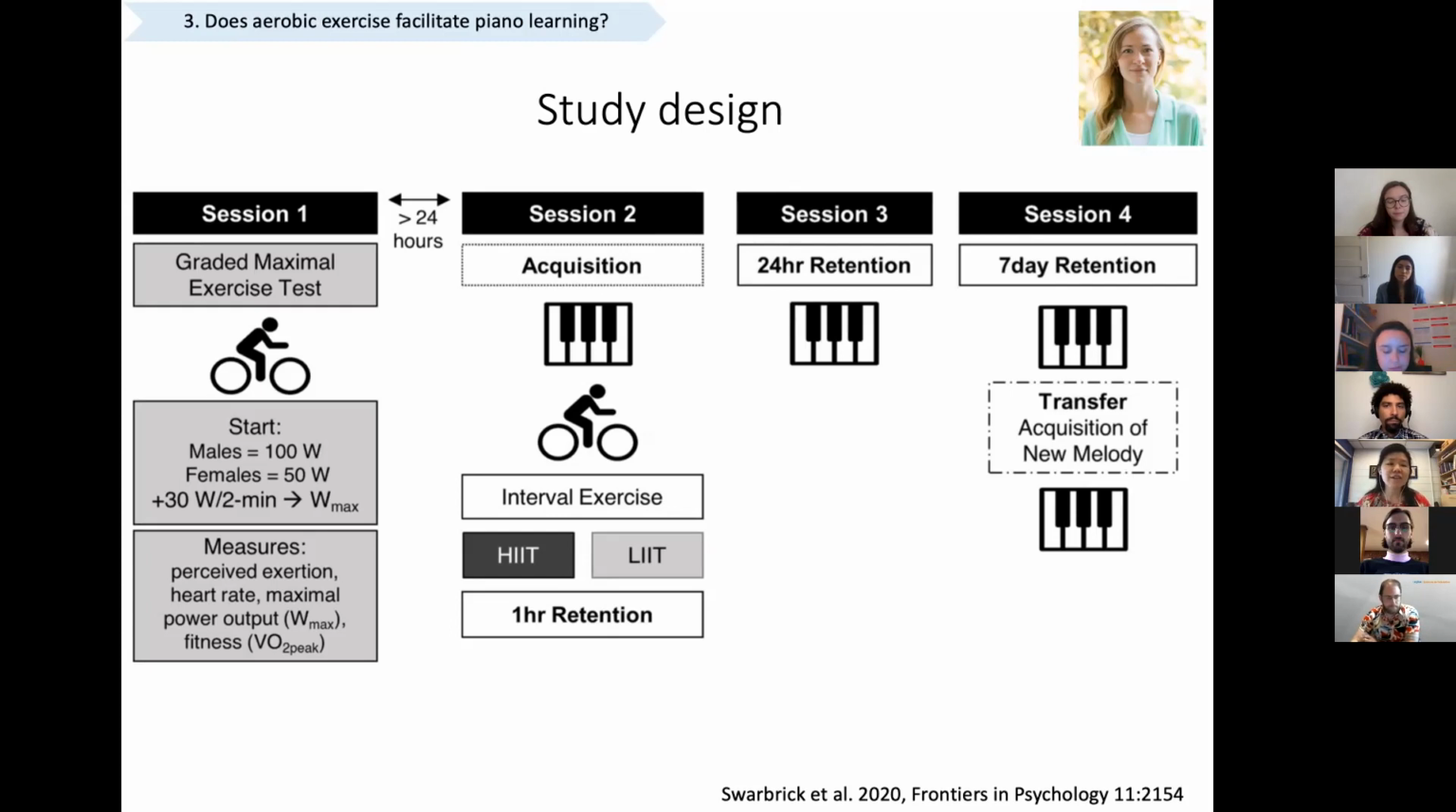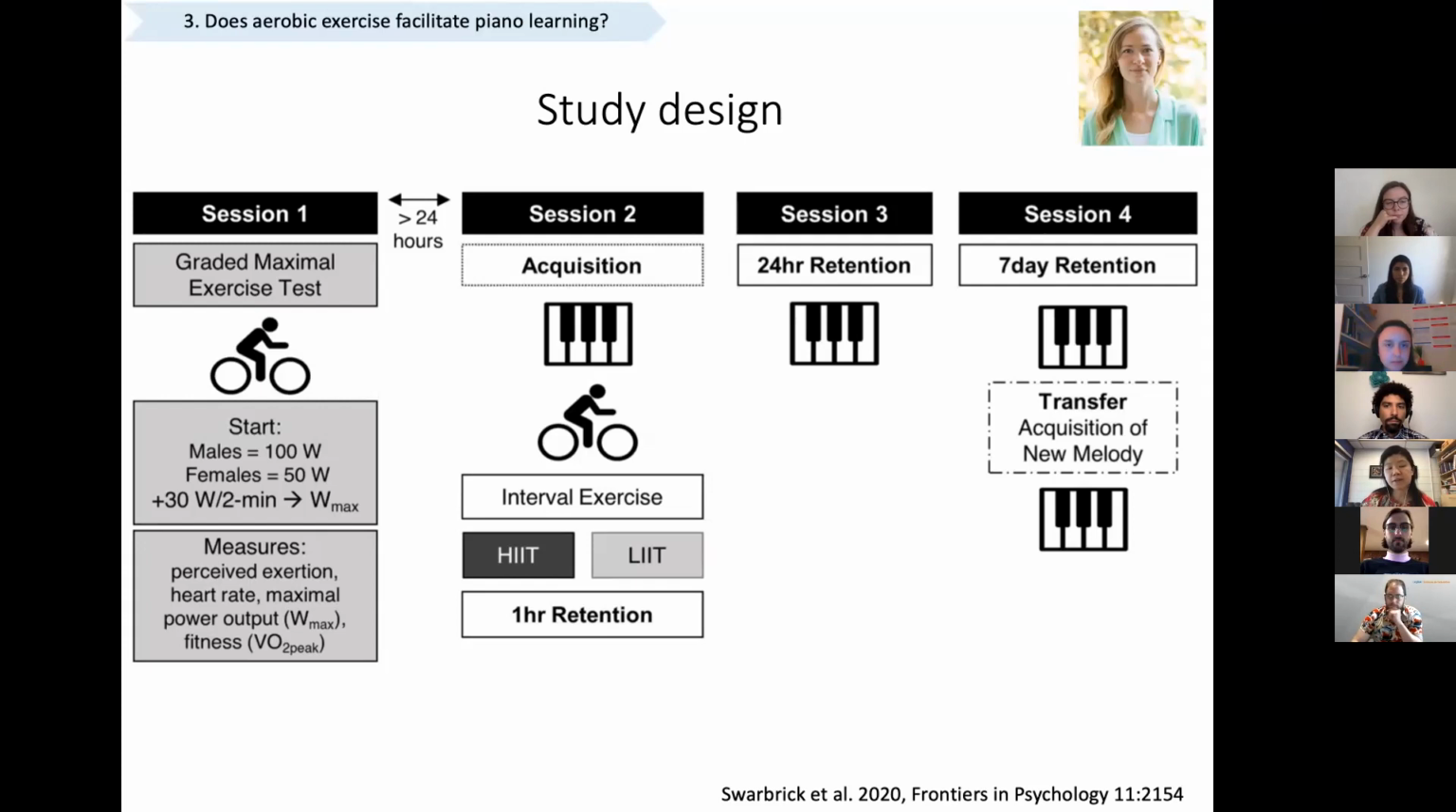For these studies, what typically happens is that participants come in and we give them a graded exercise test. So they go all out on the bike. We get an idea of what their cardiovascular fitness levels are like, and then we can prescribe a fitness or exercise routine for them. That's basically what happens in the first day.